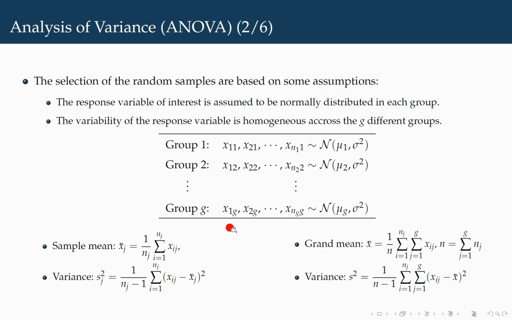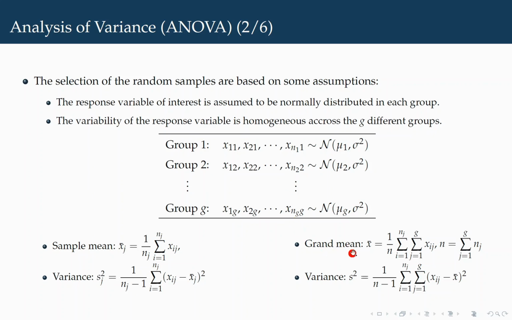We can also determine the overall mean and overall variance. So the overall mean is nothing but the sum of all the observations of all the G groups divided by the total number of observations. In group 1, there could be n1 observations. In group 2, there could be n2 observations. In group G, there could be nG observations. Then the total number of observations in all the groups is n1 plus n2 plus nG.